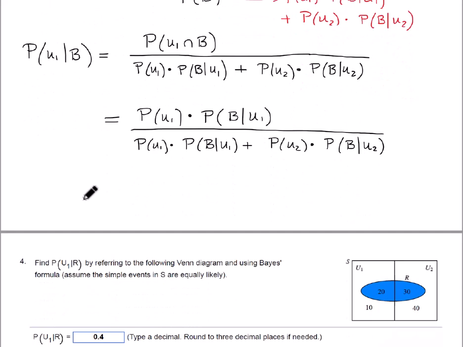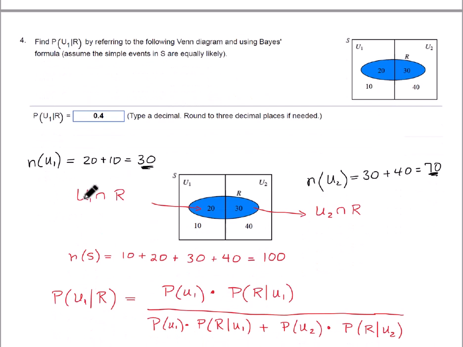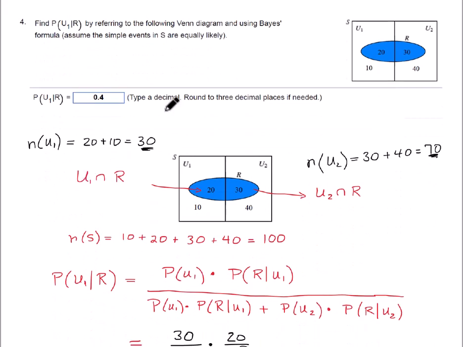All right, so let's look at this picture over here. In this picture, in question 4, I want to find the probability of urn 1 given red. All right, well, let's see. How many things are in urn 1? Well, there's 20 and 10, so 30 total. The 20 that's here, what is that? Well, that's red, intersect urn 1. So that's the 20.